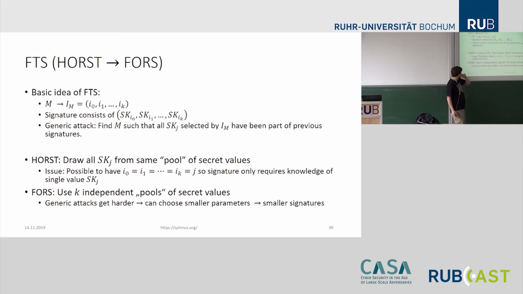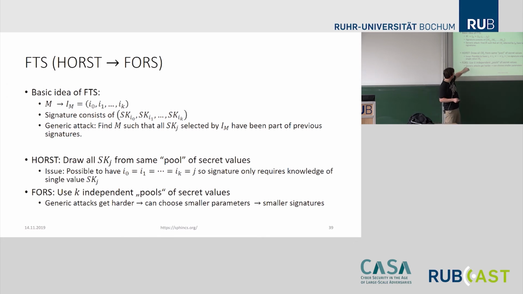Now what happened in Horst, which was the scheme in Sphinx, was that we actually drew all these secret key values from the same pool of secret key values. These indices are just, you take your message hash, you split it into equal length chunks and interpret these as integers. So in theory, you could have a message which just requires one secret key value to sign, because you can have repetitions. And this actually significantly weakens the security of the scheme.